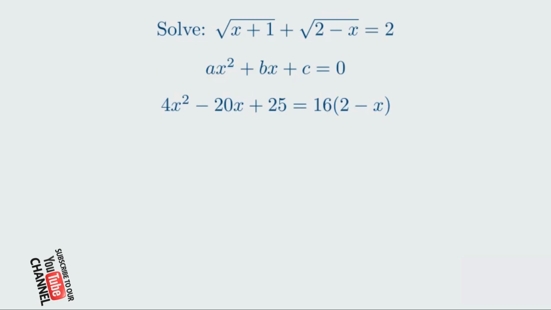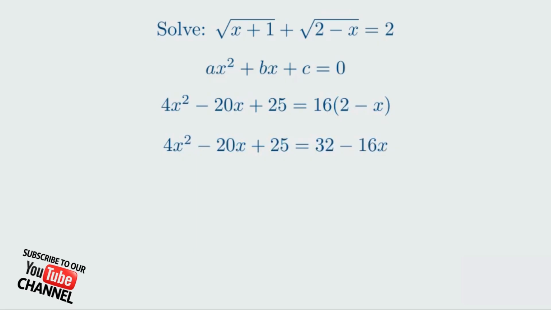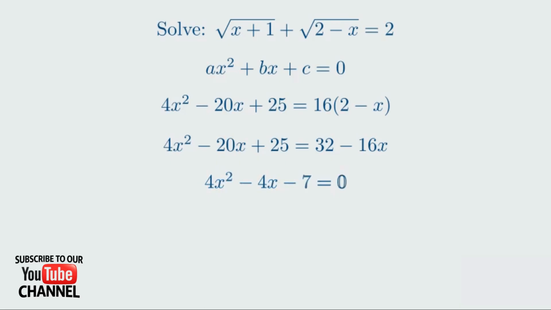Distributing the 16 on the right side gives us 32 minus 16x. Now, we need to gather all the terms on one side. Let's move everything to the left side by subtracting 32 and adding 16x to both sides. Combining our like terms, negative 20x plus 16x is negative 4x, and 25 minus 32 is negative 7. This gives us our quadratic equation in standard form: 4x squared minus 4x minus 7 equals 0.